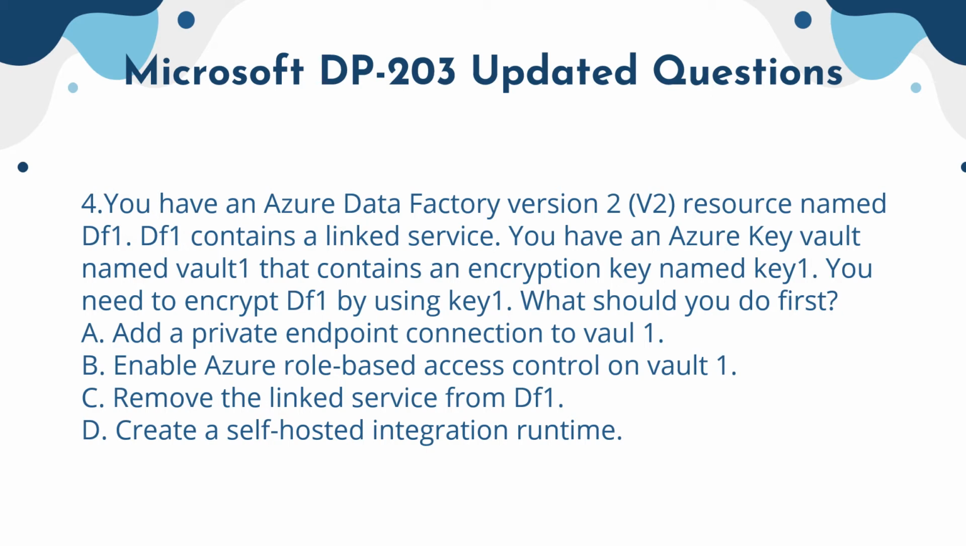A. Add a private endpoint connection to Vault1. B. Enable Azure role-based access control on Vault1. C. Remove the linked service from df1. D. Create a self-hosted integration runtime.